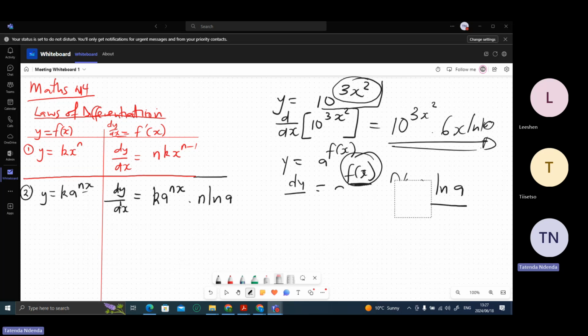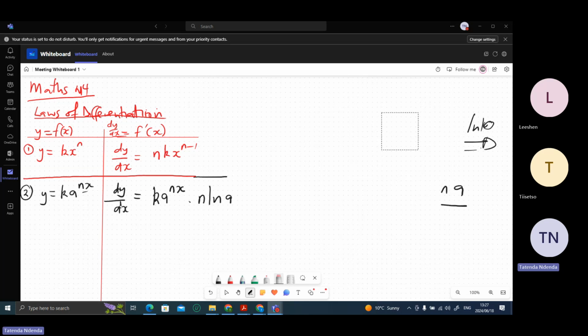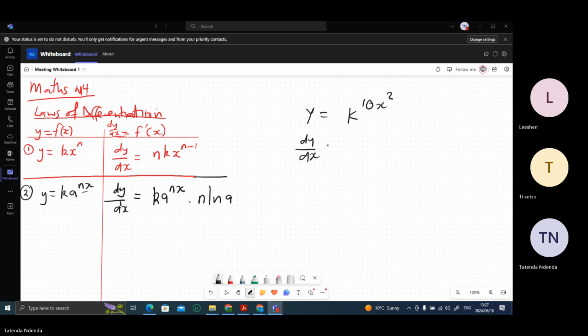Let me try to have another equation again. Say we're having y is equals to k to the power of 10x squared. What do you think is going to be your answer here? So I think for the f of x is gonna be 10x, 20x. All right. So can you give me the full answer?